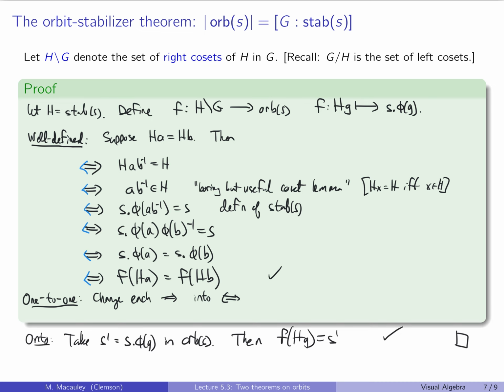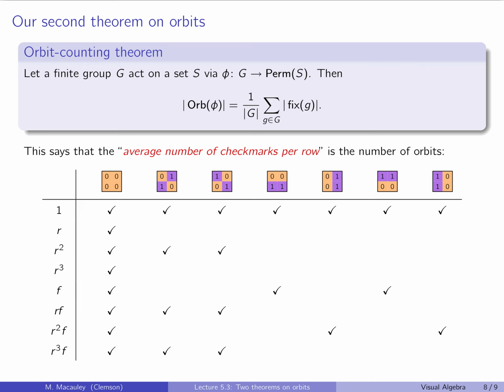Now we come to our second theorem on orbits, called the orbit counting theorem. Our first theorem, the orbit stabilizer theorem, involved the size of the stabilizer of an element. So remember, if we have a set element, then for the stabilizer, you just look at that column and look at the group elements where there is a check mark. That's the stabilizer. And the larger the stabilizer is, the smaller the corresponding orbit is. Now this theorem, the orbit counting theorem, is going to involve the number of check marks in rows. And remember, these are the fixators. So the fixator of R squared is the 3 set elements where there are check marks.